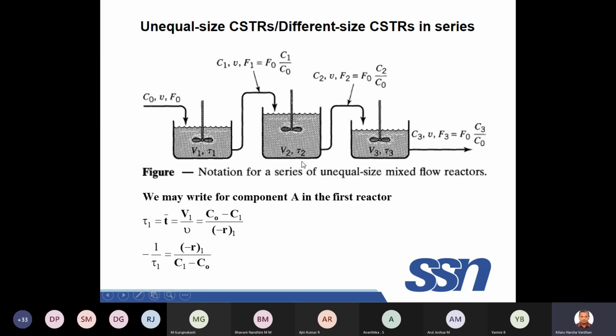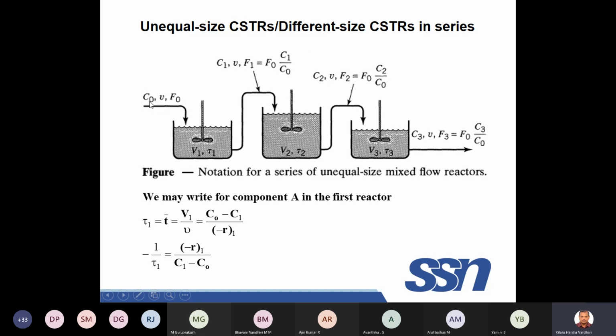We'll see what is happening and how you can find out the rate. You need to find out the rate because you have to substitute minus Ra1, Ra2, Ra3 here. How do we do that? That is the biggest thing. So here let us see the notations.